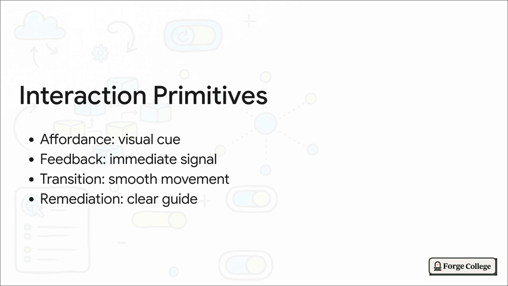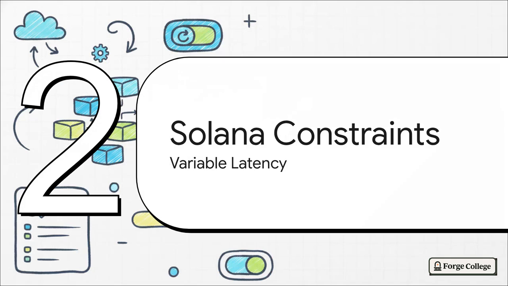When something inevitably goes wrong on-chain, remediation is the clear, actionable guide you show the user to help them recover, like a retry button paired with some actual helpful diagnostic text, rather than just error 404. Let's look at Section 4, Solana constraints, designing for variable latency.